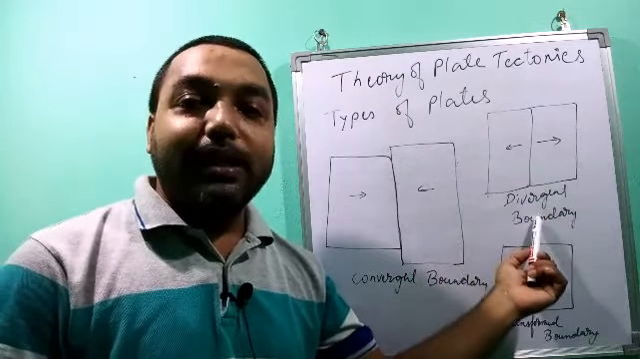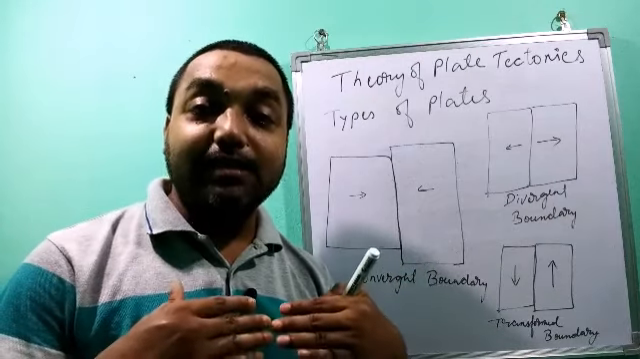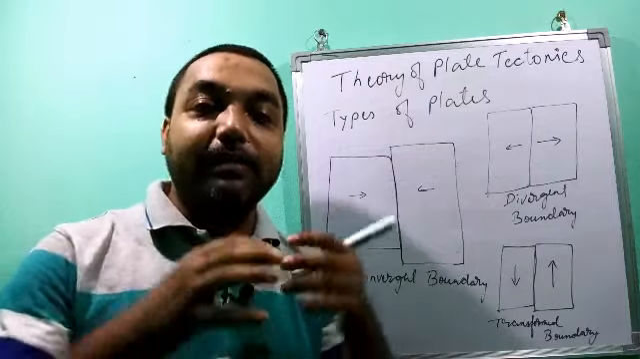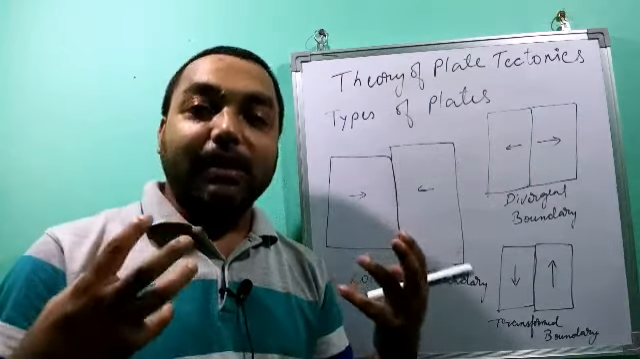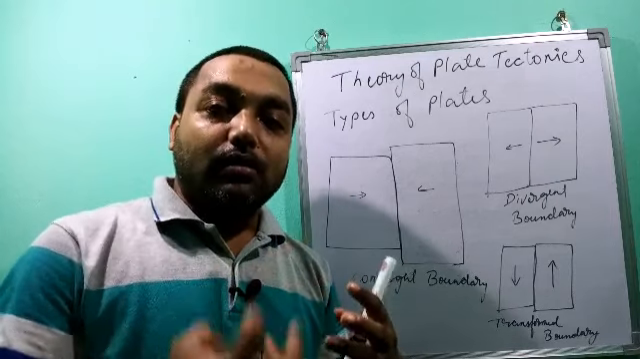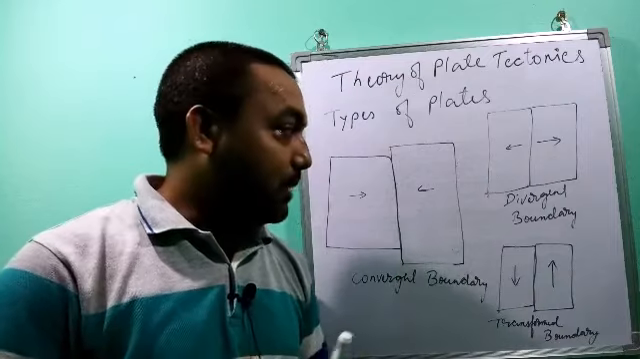So this type of plate boundary between them is called a divergent boundary. It is not destructive but constructive, because when they move away from each other, in between them new land may come up from below the ocean or below the magma. New land may come up. So it is known as a constructive boundary.